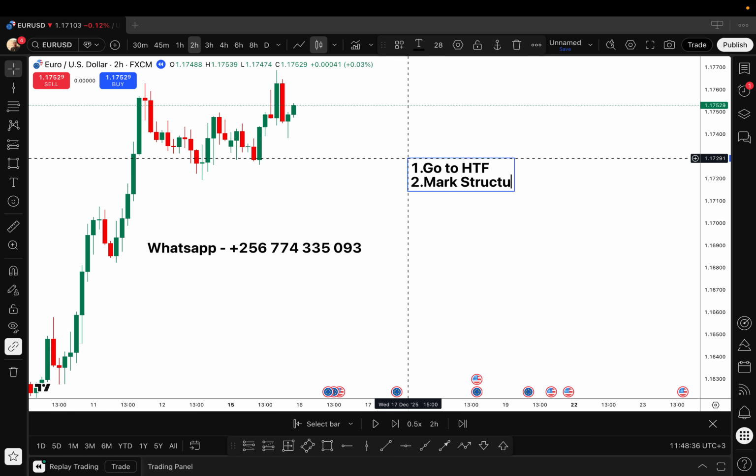Rule number 2, mark structures on the high time frame. Good. So rule number 3, you want to drop to the medium time frame. After the high time frame has given you confirmations, drop to MTF, which is the medium time frame. Look for more confirmations. Look at the immediate trend of the market, refine your zones perfectly, and then wait for the market to give you confirmation. Then you drop to the entry time frame or lower time frame.